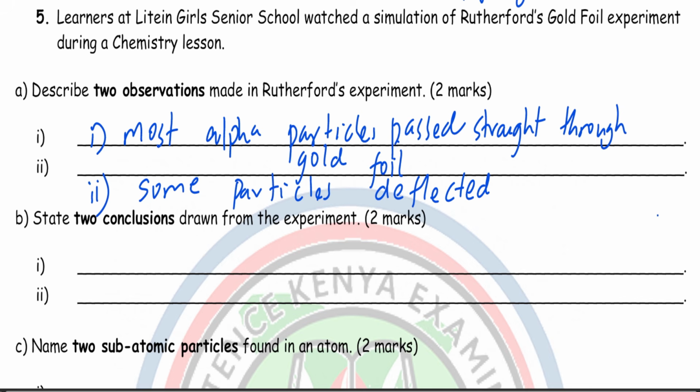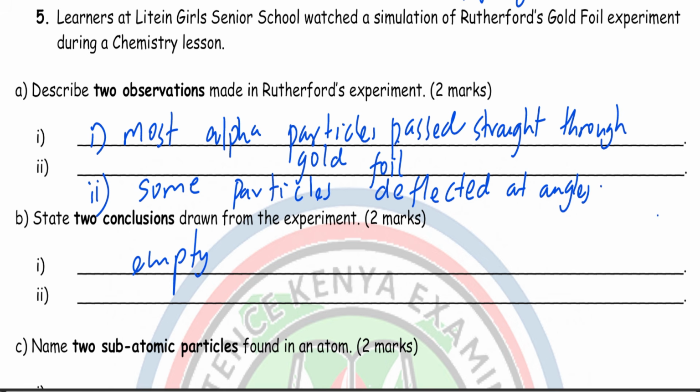Some also bounced back. Okay, now we're coming to the conclusions. There are two conclusions drawn from the experiment. The reason why the particles passed straight through, he concluded that there was an empty space in an atom.